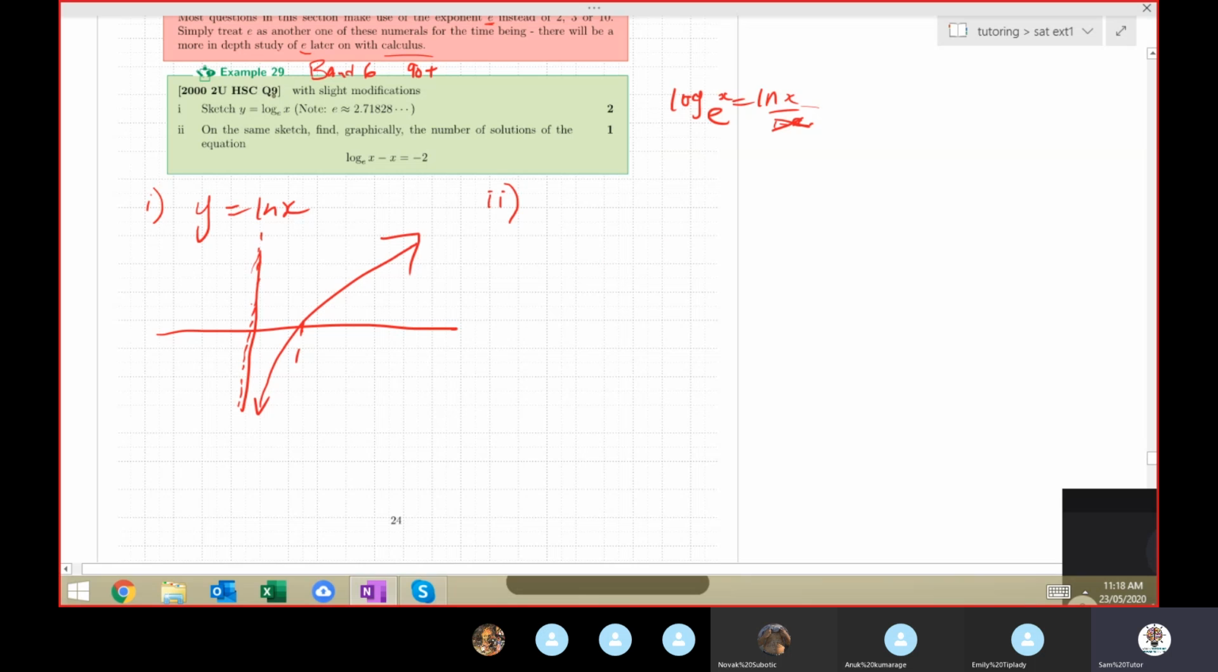Part 2: on the same sketch, find graphically the number of solutions of the equation ln x take away x equals -2. I want to make a quick point. You would never see this in the textbook. These are not textbook style questions. These are exam questions. And unless you start to learn to look through exam papers and do exam questions, you won't expose yourself to exam style questions. So you'll jump into your exams and you won't be able to understand what it's saying, because they're worded a little bit differently.